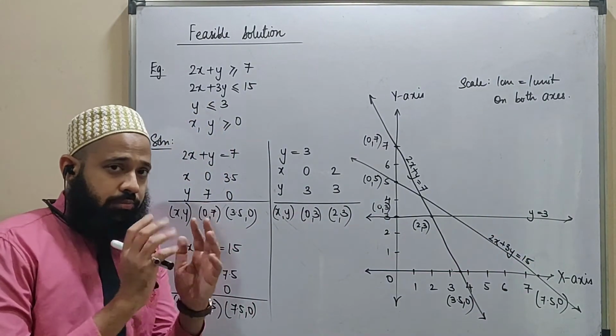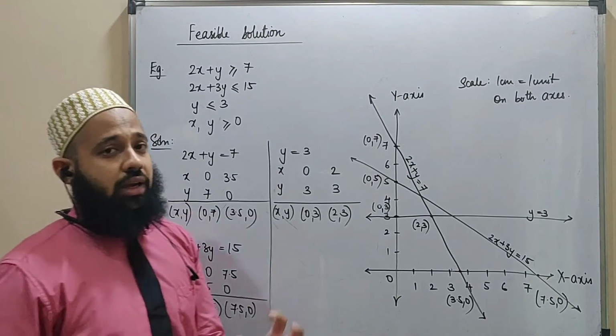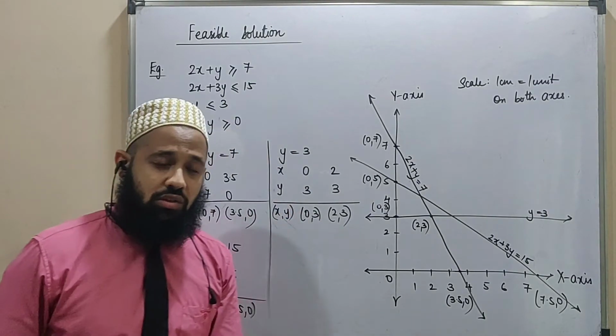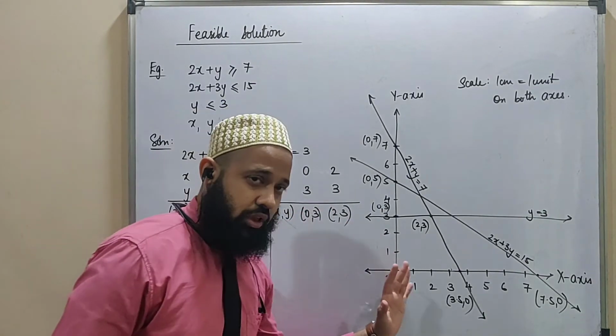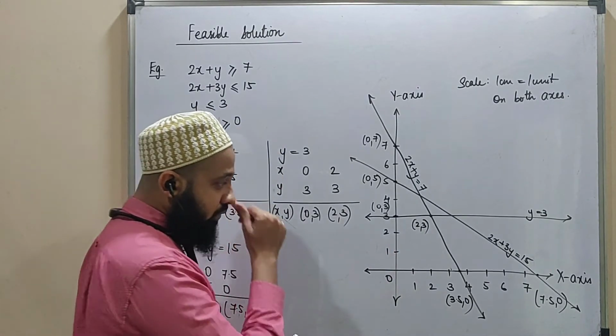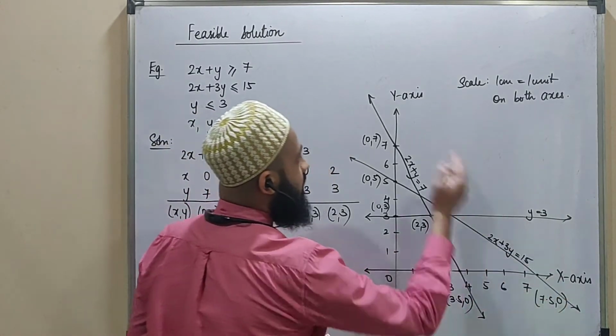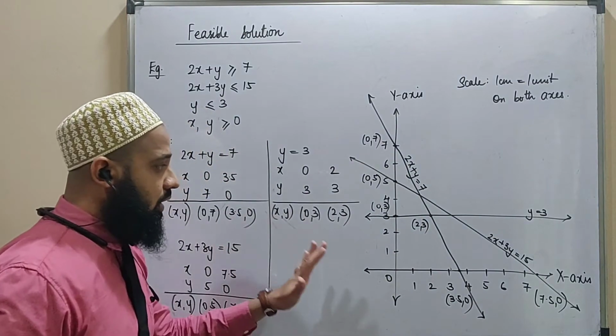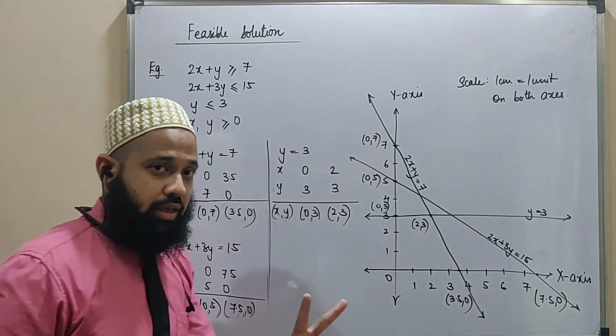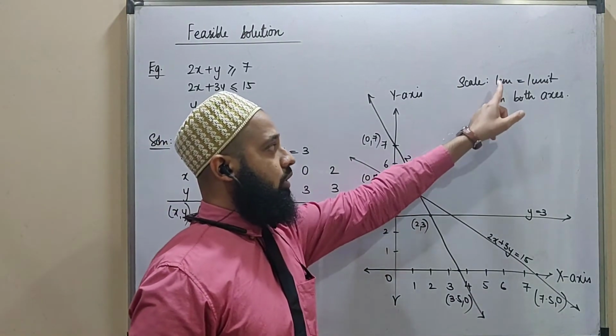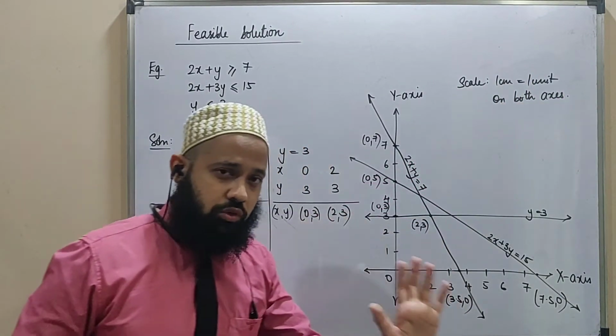Now here I want to stress on the fact that there are some basic things which are mandatory in a graph that you draw. First of all, 0, x-axis and y-axis. This is mandatory to mention. Second, you have to mention the scale. So it is 1 centimeter equal to 1 unit in most of the cases.